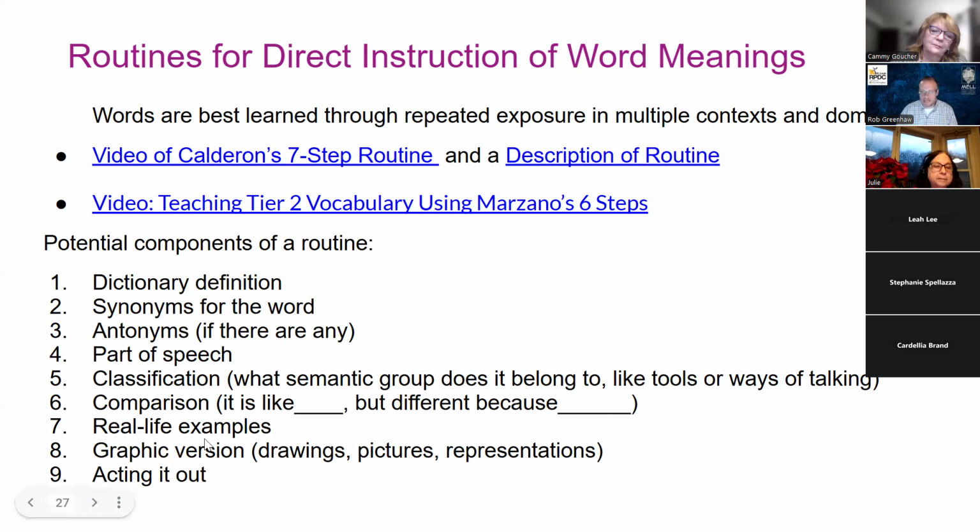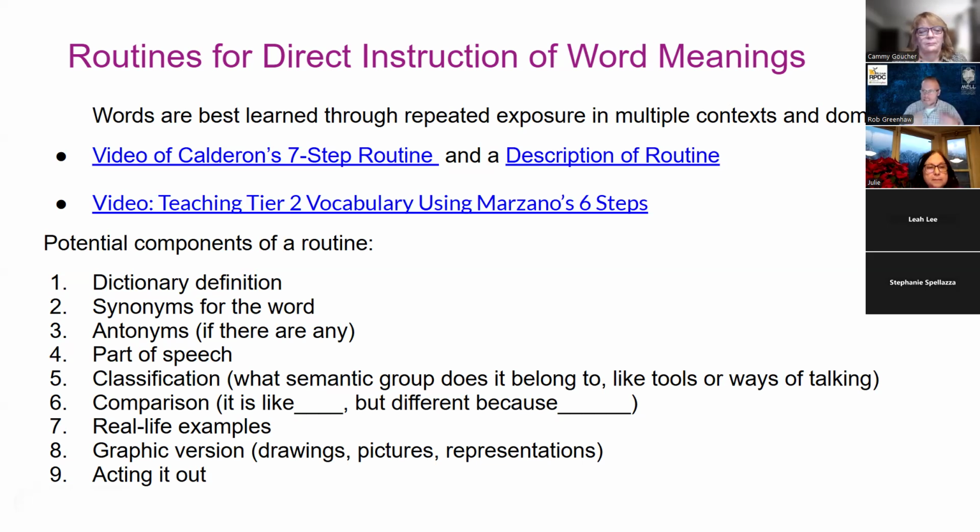I think non-negotiable, you want a visual that's going with your vocabulary word. You probably want a student-friendly definition. You probably want the word used in a sentence. But then there's other things. You might do antonyms. You might do gestures.